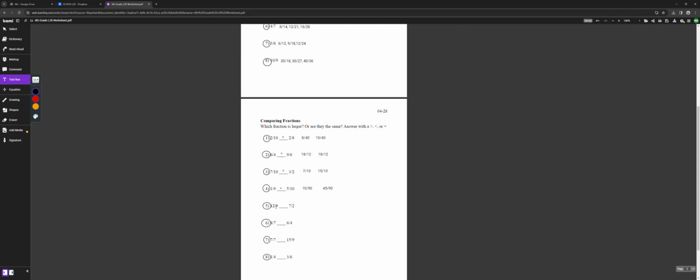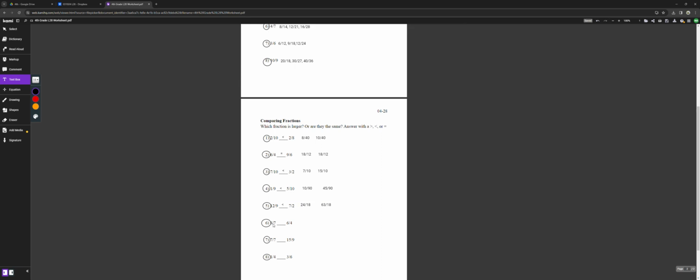For number 5, we have 12 over 9 and 7 over 2. We could make the common denominator 18. So 12 over 9, we just multiply by 2 each, so we get 24/18. And then for 7 over 2, we multiply both by 9, so we get 63/18. So 7 over 2 is bigger.